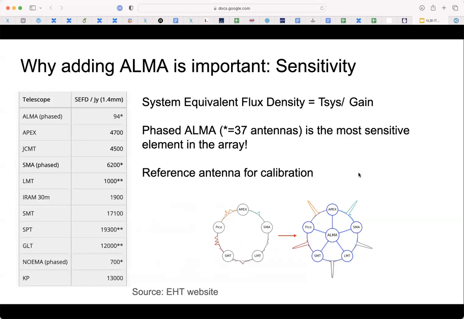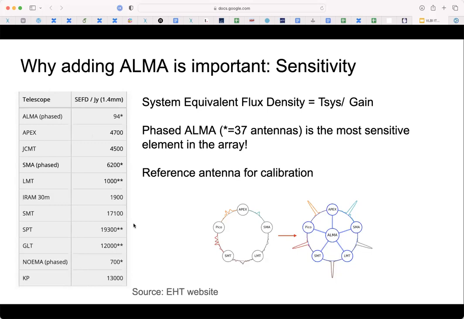Also, it was already mentioned, but I'd like to say a little bit more about sensitivity. ALMA not only corresponds to a very large dish, but also has very good electronics. One of the ways to think about this is the noise of the receivers. A proxy for the noise is the system equivalent flux density, SEFD, which depends on your system temperature. So the higher the temperature, the noisier your receivers are. So you want less noisy receivers, that means you want a low number. So for phased ALMA, you have an SEFD of about 94. And you see as you go down other EHT sites, the system temperature goes up.